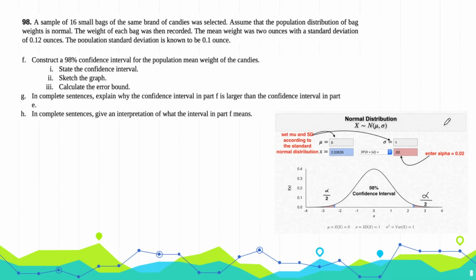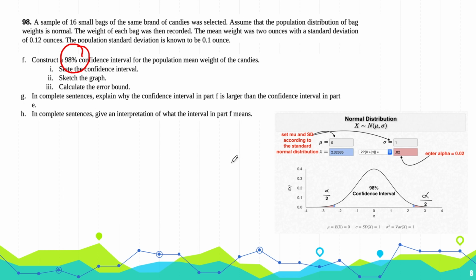The problem now continues by asking us to calculate an even larger confidence interval. Instead of a 90% confidence interval, now we're challenged to calculate a 98% confidence interval. So we're going to do the same work of constructing this confidence interval using a different confidence level. And then after, we're going to need to compare why these two confidence intervals are different and have different values. Then we're going to interpret what this new interval means.